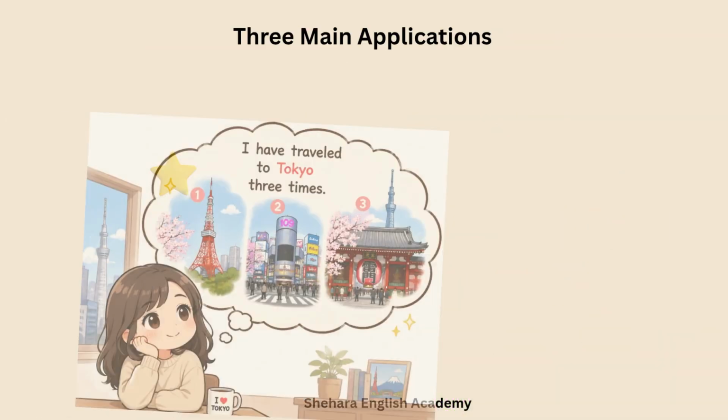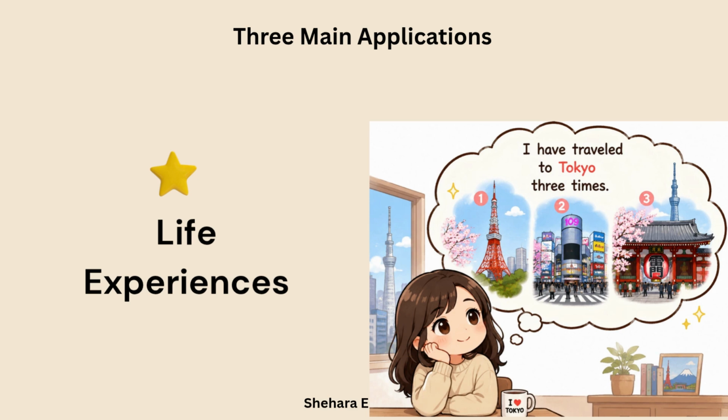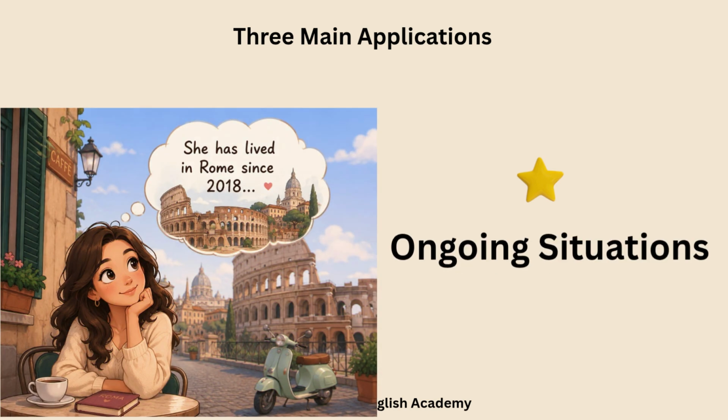3 main applications of present perfect. First one is life experiences. Example like, I have traveled to Tokyo 3 times. Second one is ongoing situation. Example like, she has lived in Rome since 2018.